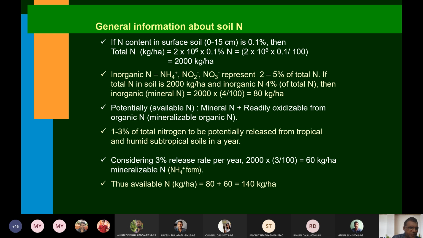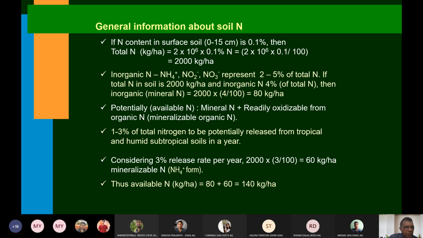So now you can see, if nitrogen content in surface soil is 0.1% and someone asks me what is the total nitrogen content in the soil, in this case, total nitrogen in soil in kg per hectare. You know the weight of the soil, it is 2.2 into 10 to the power 6, but for convenience I am writing 2 into 10 to the power 6. That means the weight of 0 to 15 centimeter soil into 0.1%. If it is in percentage, you need to divide 0.1 by 100. It is simple mathematics. So now you get 2000 kilogram per hectare of the total nitrogen in soil.